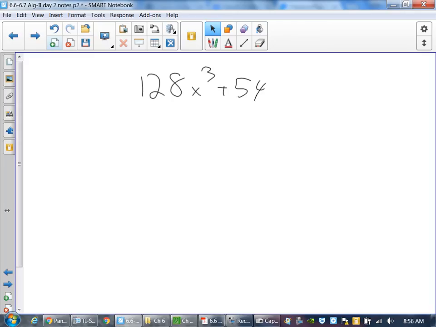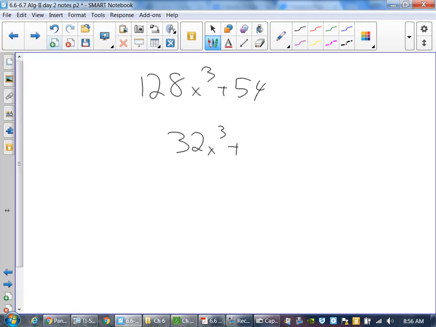If I do GCFs, let's see, if I take out, what works? 9, right? No, you get 14.2. All right, so it's not 9. 6? No. 4? Yeah, 4 is 32. So it's 32x cubed and, no, 4 doesn't work. What's 2? 2 works. You get 64x cubed and a 27. Yay. Okay?